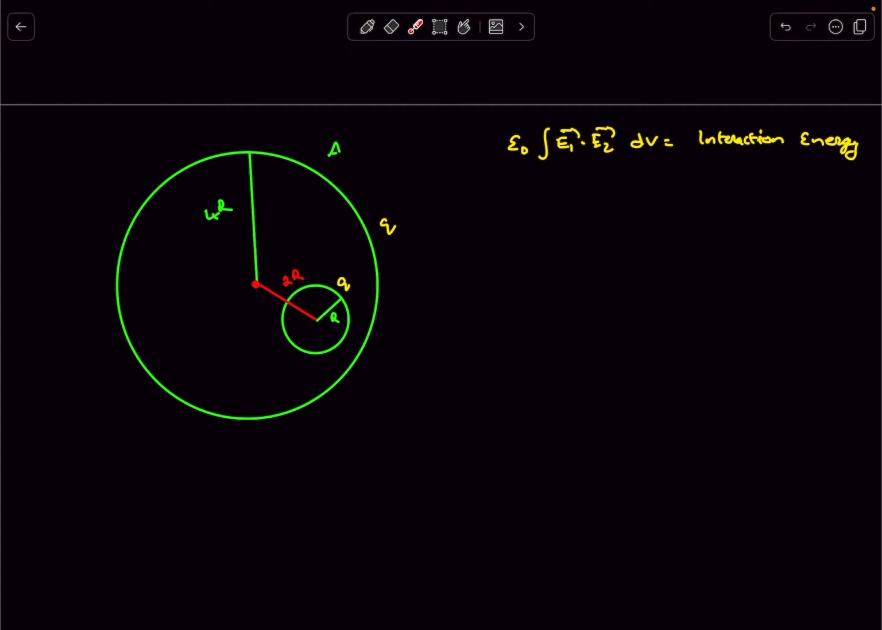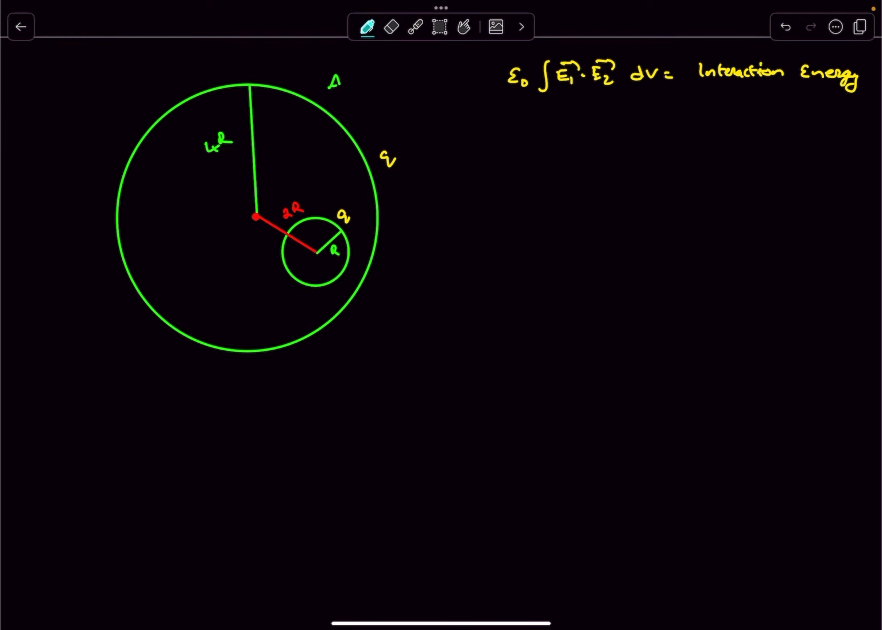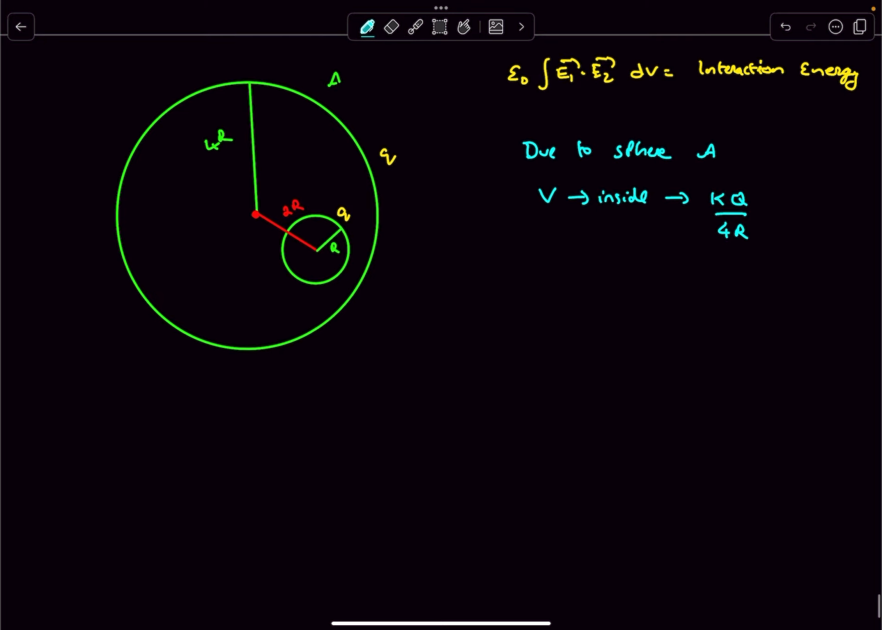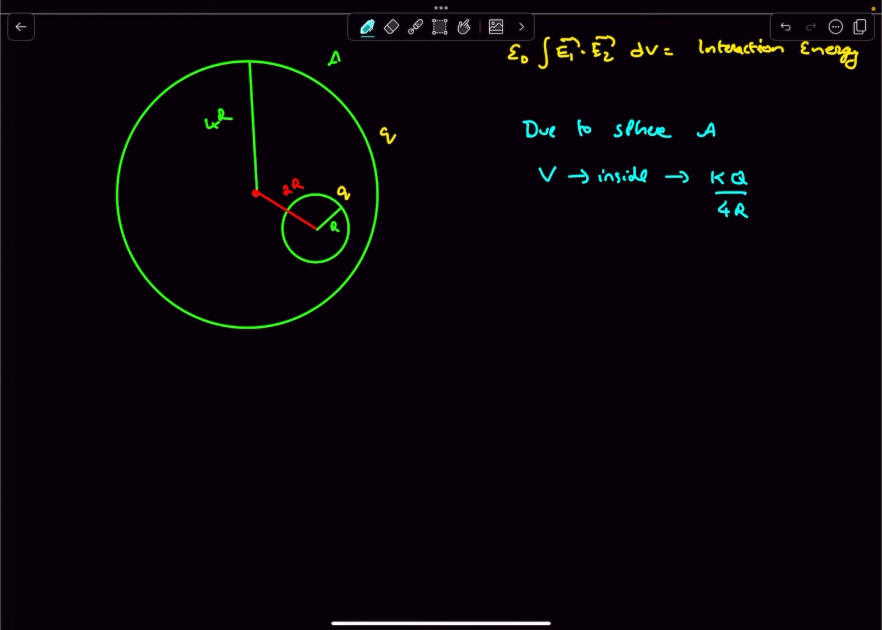So ultimately all we have to do is figure out what is the interaction energy between sphere A and sphere B. And that is pretty easy to write in this case, because we know due to sphere A, potential everywhere inside is a constant, right? Forget about the shell B for a second and just focus on A. So we know that it is a uniformly charged sphere, and which basically means everywhere inside the potential is a constant, and it is equal to K times the charge divided by the radius of the sphere, right? And it is the same for all points inside.